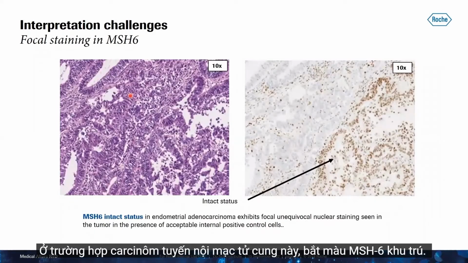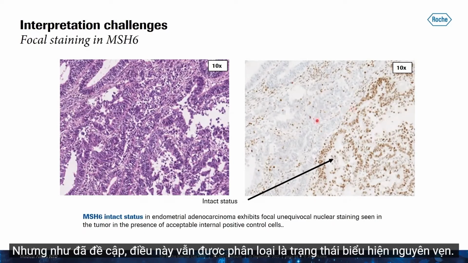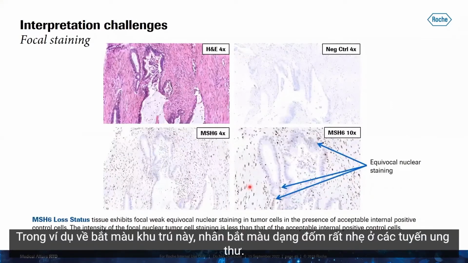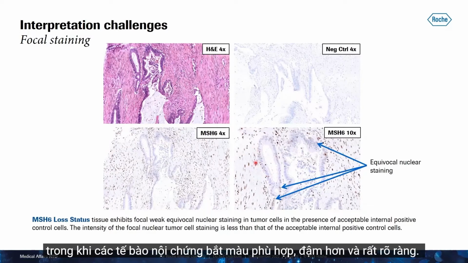Now here in case of endometrial adenocarcinoma, there was focal staining by MSH6, but as mentioned, this is still categorized as intact status. In this example of focal staining, the nuclei are patchy in the very mild staining in the glands in the adenocarcinoma. In comparison, the internal control cells are showing acceptable nuclear staining, which is darker and very straightforward.